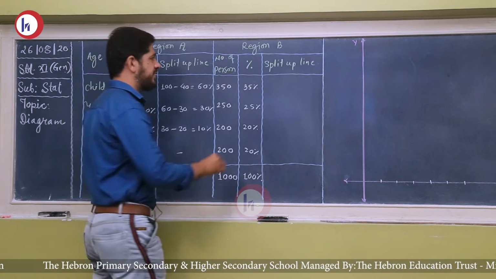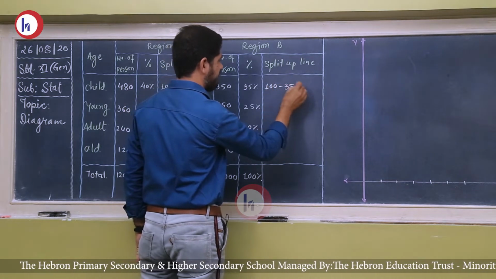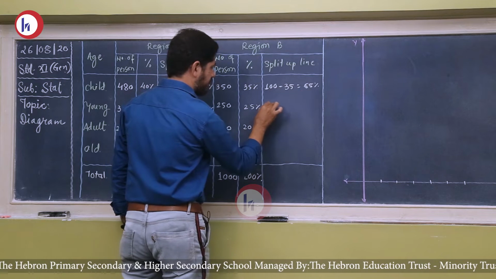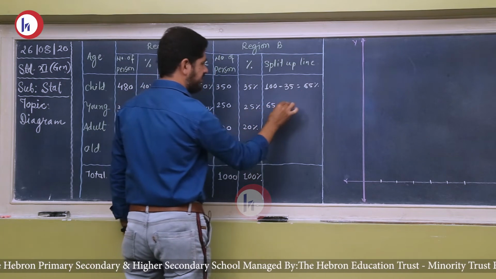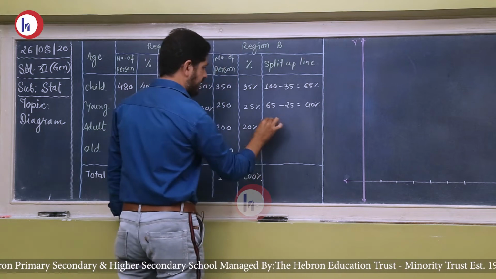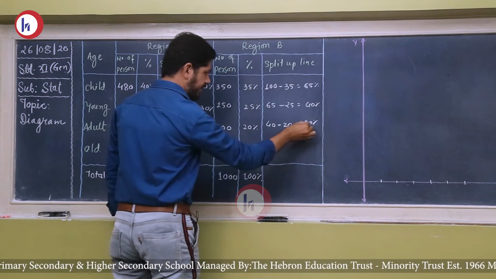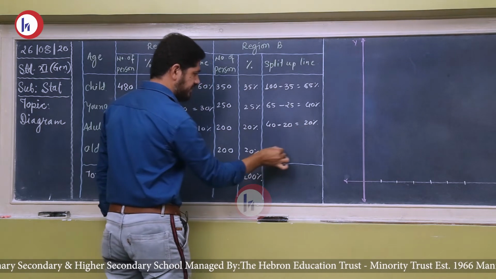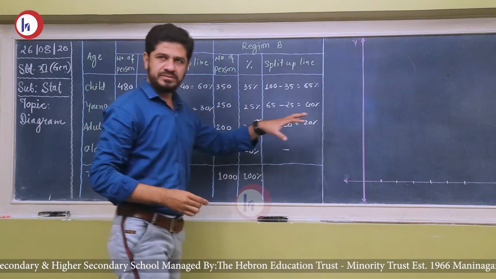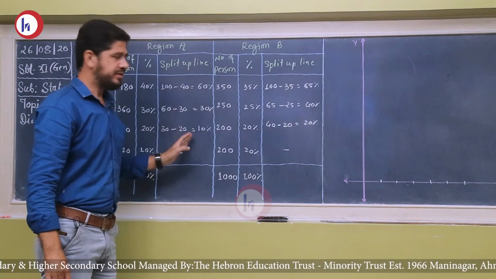Now, let's convert into a split up line. So, the total percentage is 100, subtract the first value, we will get 65%. Now, copy 65% and subtract the next one, that is 25, we will get 40%. Now, 40 minus 20 is 20%. Now, 20% minus 20% is 0. So, let's draw the diagram on the basis of the percentages we have found in the split up line.